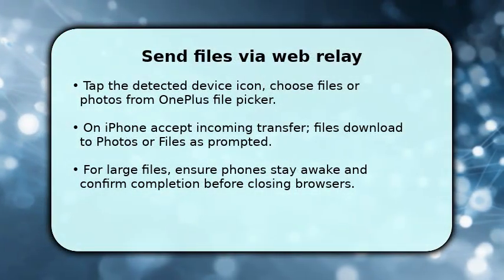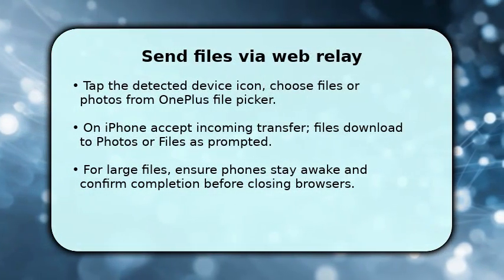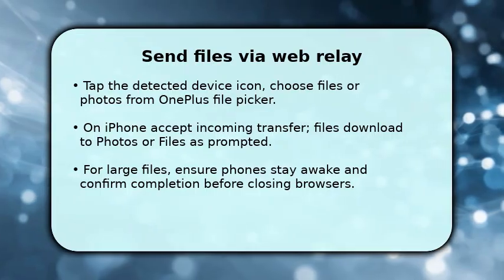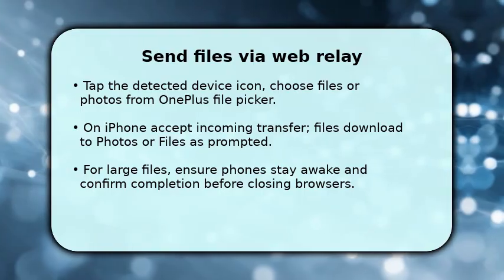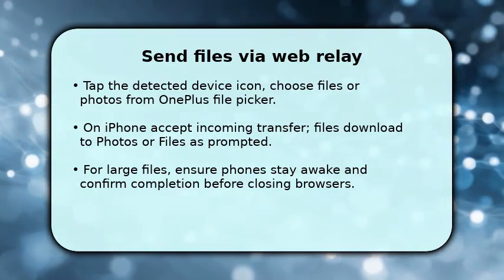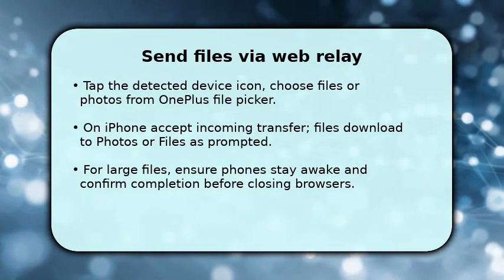Next, you perform the transfer. On OnePlus, tap the iPhone icon shown by the web relay and pick the files you want to send. The site will begin pushing data. On the iPhone, a download prompt appears, accept it and choose Save Location.